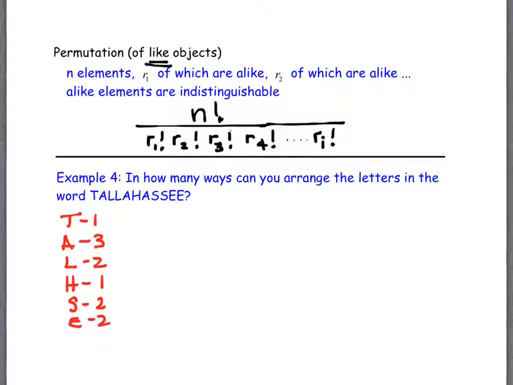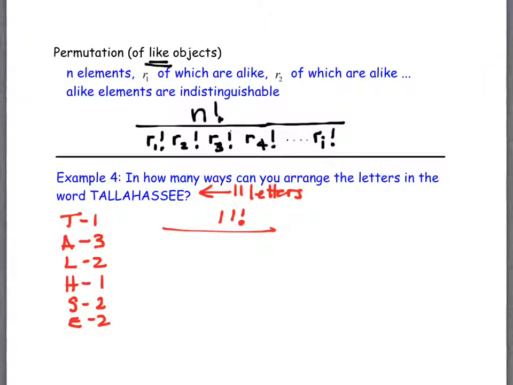11. So there are 11 letters if I count each individual letter in this word. There are 11 letters. So I've got 11 factorial on top, and then in the denominator I use each one of these numbers, 1, 3, 2, 1, 2, 2, with a factorial.